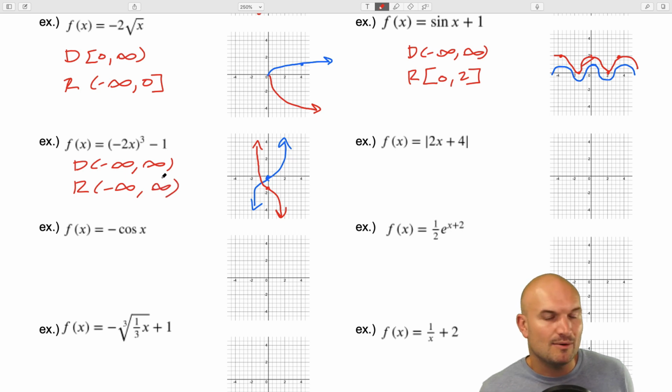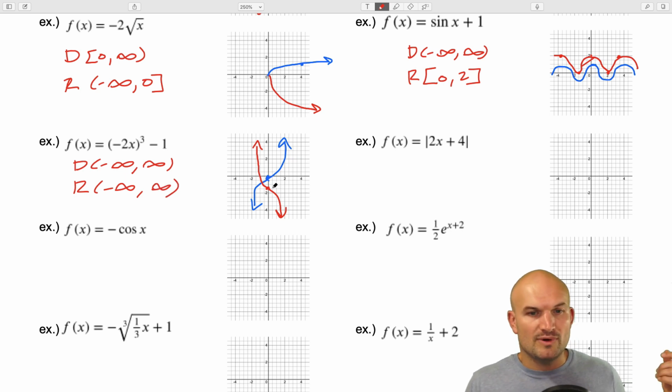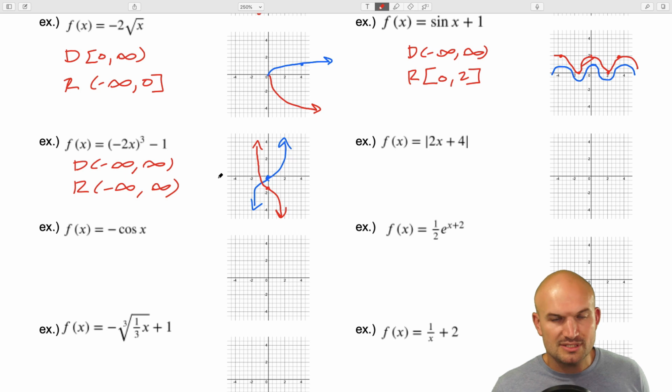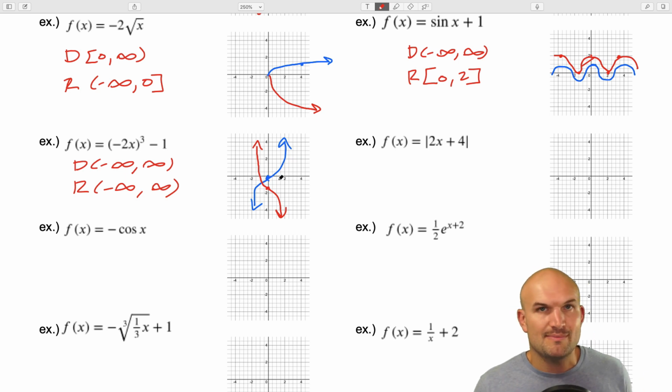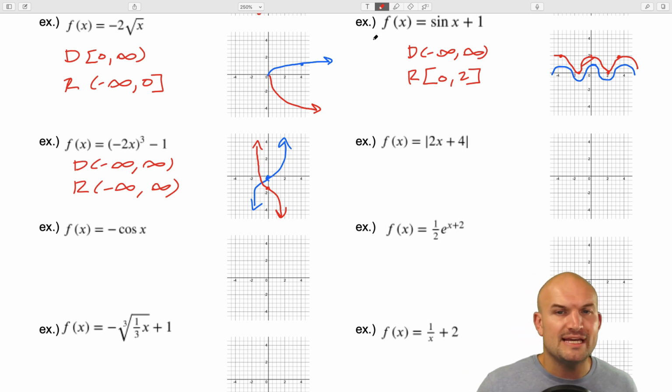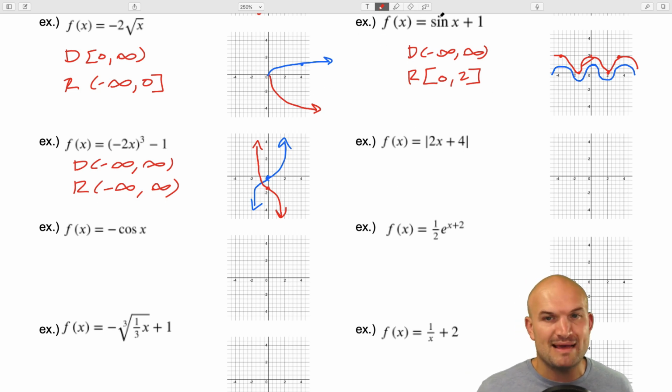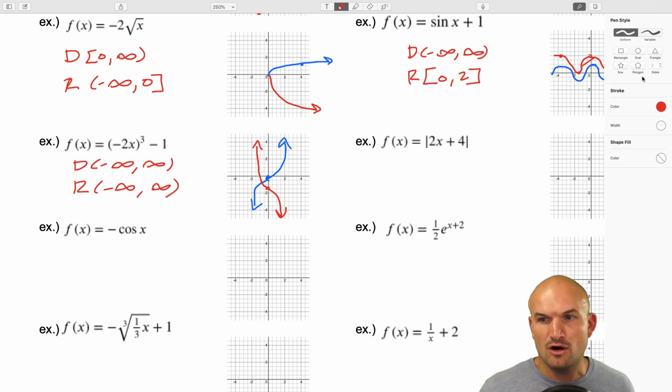And that brings up a point I want to bring to you. When you have a function that is all real numbers for the domain and the range, it doesn't really matter what you do to apply transformations. It's still going to be all real numbers. So the transformations are not going to impact your domain when you have a function that is already all real numbers.